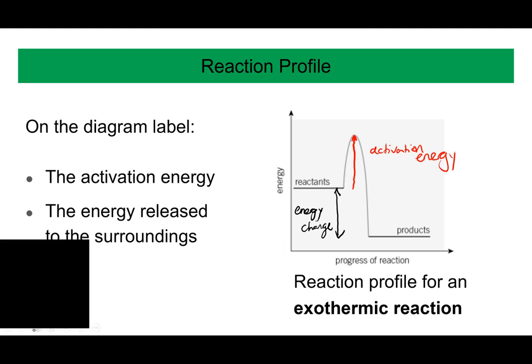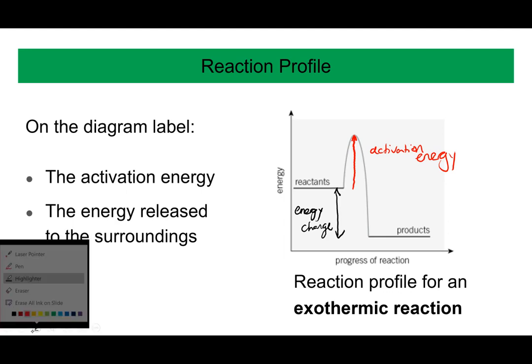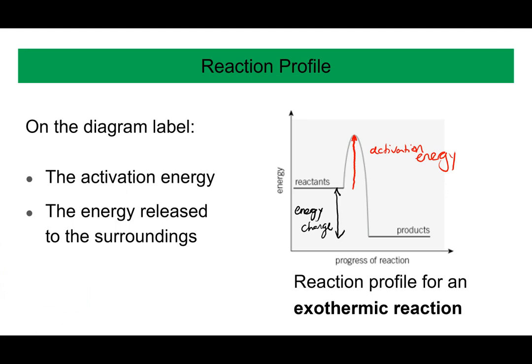And you can always tell from your reaction profile whether it is exothermic or endothermic by looking at the positions of the reactant and product lines. In an exothermic reaction, the products will be lower in energy than the reactants, because with that black arrow showing the energy change, we're showing that energy is being lost. Energy is being released to the surroundings and given out in this process.